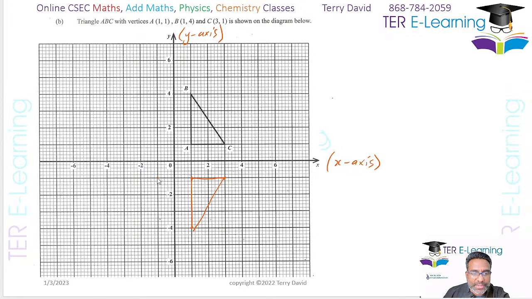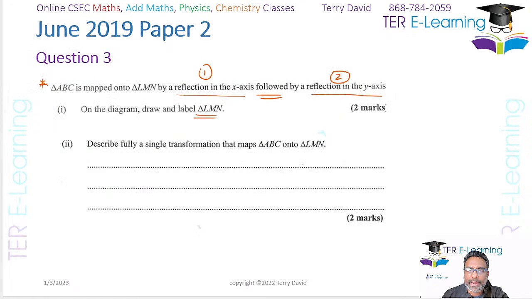If I reflect that now, it's going to be here, here, and it's going to be here. So let's complete this triangle here. So this here is this, coming this way. And this here. Now the thing is, you have to be able to label the triangle properly. So they told us that ABC is mapped onto, what do they call it, LMN? Yeah, LMN.